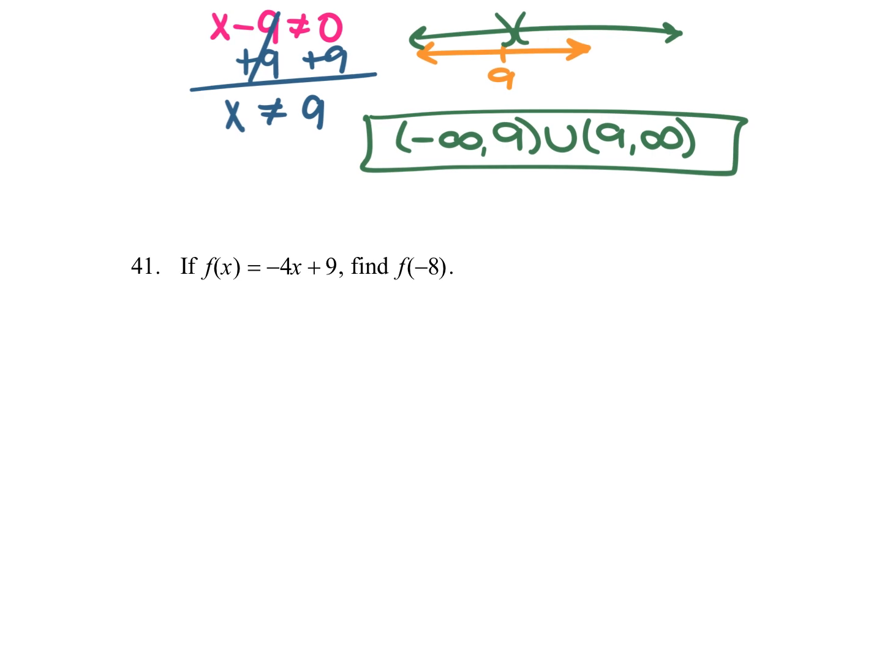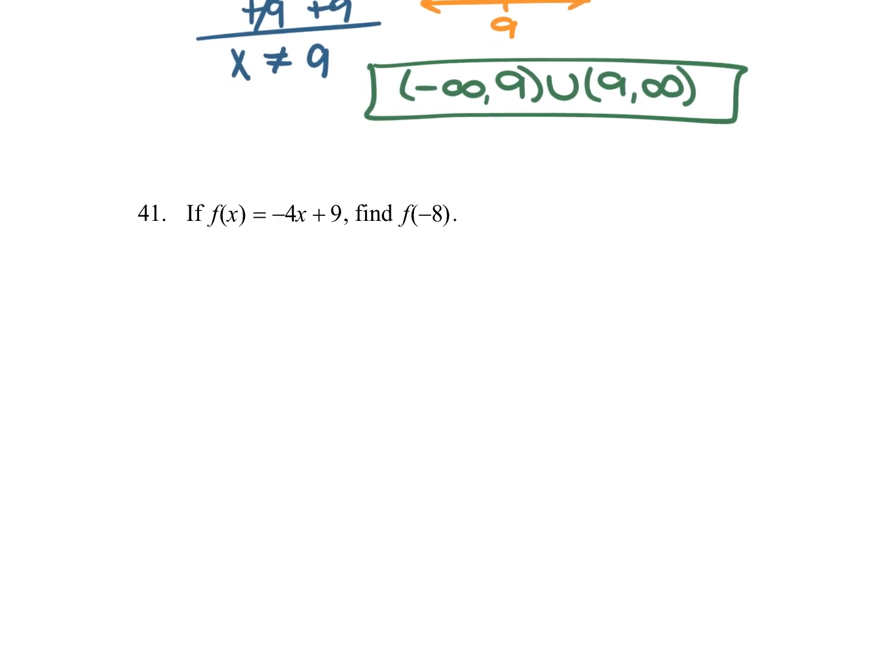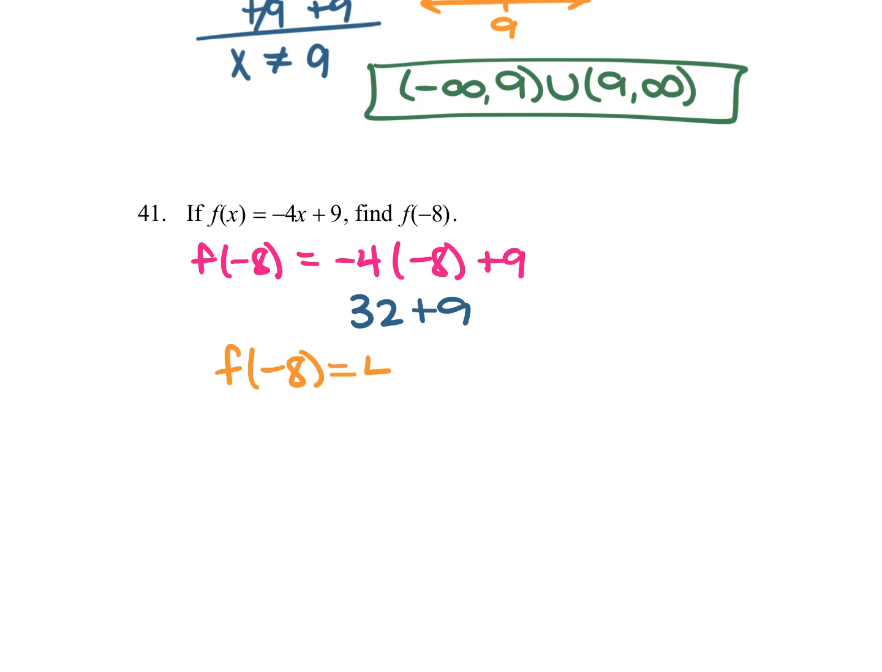For 41, you have negative 4x plus 9. You're finding f of negative 8. So f of negative 8 is equal to negative 4 times negative 8 plus 9. You're literally just plugging in that negative 8 anywhere you see an x and simplifying. So it's going to give us 32 plus 9, which is 41. So f of negative 8 is equal to 41.